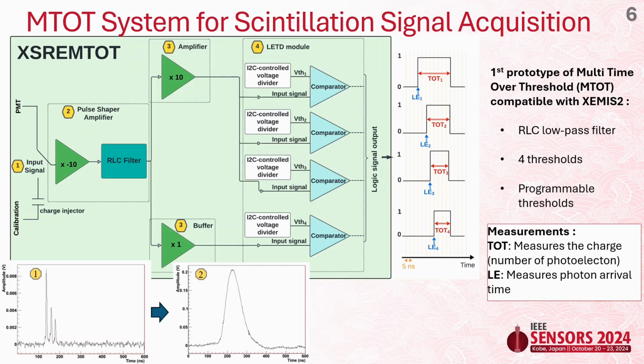And 4 comparators with adjustable thresholds trigger a logic signal when the pulse crosses a threshold. The logic signal is measured over time using the FPGA clock with a time step of 5 nanoseconds. The duration of this signal is proportional to the integrated charge, which depends on the number of photoelectrons. And the leading edge of the logic signal indicates photon arrival time. So using 4 thresholds at different levels generates multiple complementary logic signals, improving measurement accuracy.